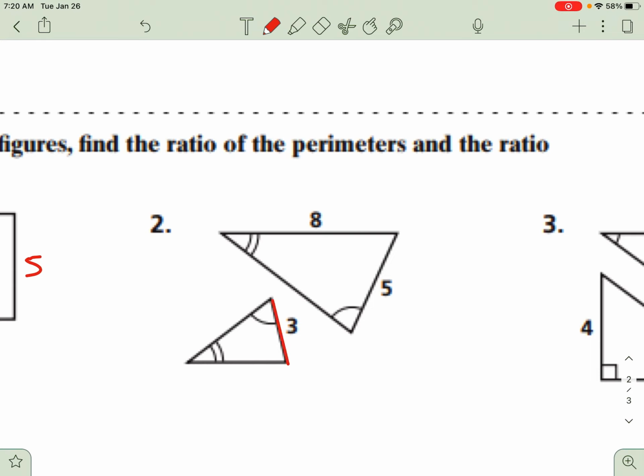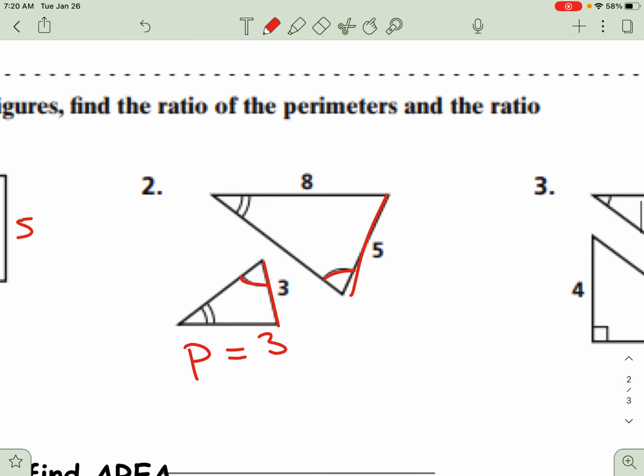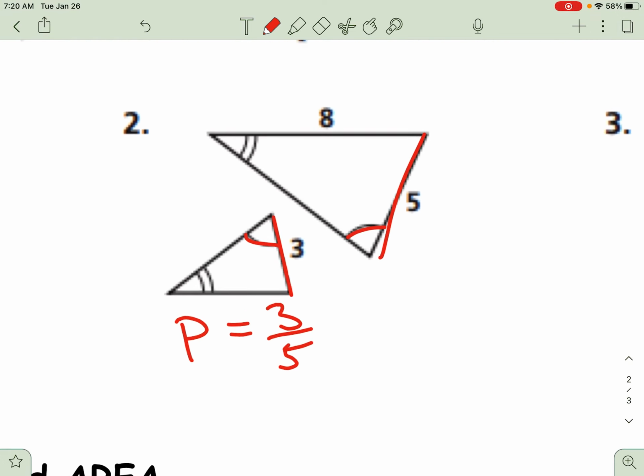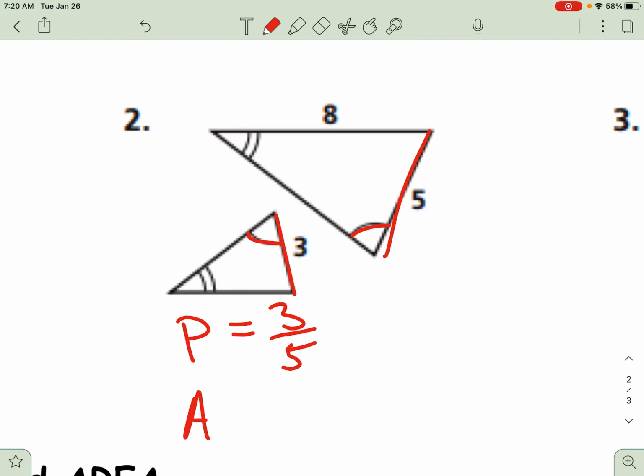Same thing here. Find the side that goes together, which in this case would be the 3 on this side, and the 5. So the perimeter would be 3 over 5. For the area on this one, it would be that same number squared. That ratio would be 9 over 25.